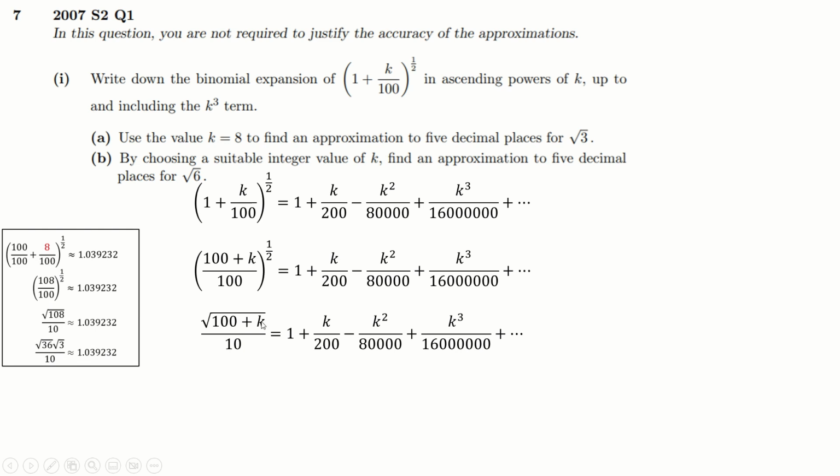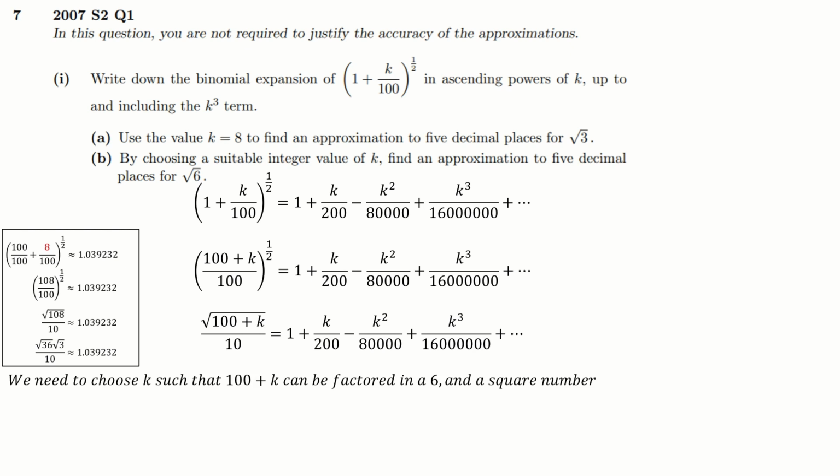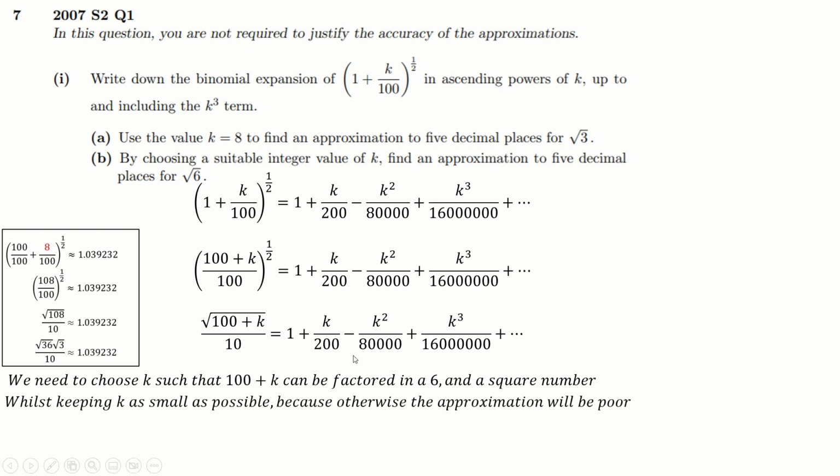So I want 100 plus k to be both of two things. I want it to be a multiple of 6, but also a square number times 6. And I want to keep k small, because if k is big, then these terms don't go down, because there's probably lots of things I could use. But if k is very big, these terms don't collapse as quickly as I'd like them to, and the approximation is not going to be as good.